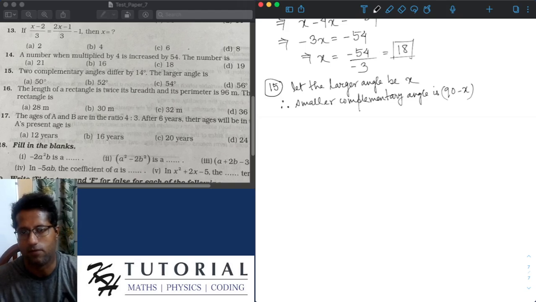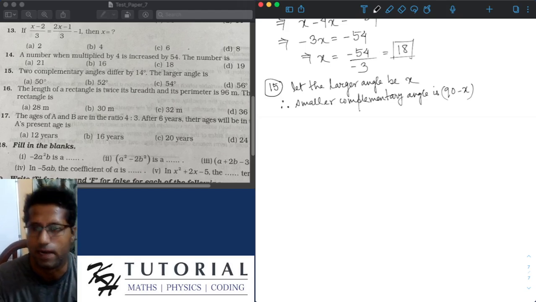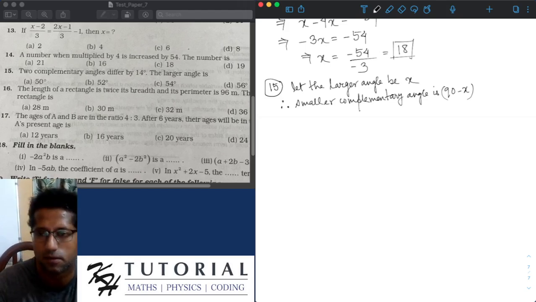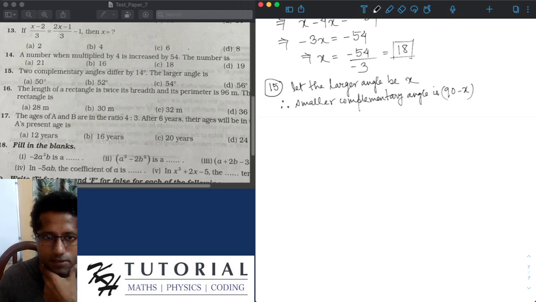So if one angle is x, the other angle has to be 90 minus x, so that their sum is 90. So we have got the two complementary angles in terms of x. The larger one is x and the smaller one is 90 minus x. Now it is saying that the difference of the two complementary angles is 14 degrees.